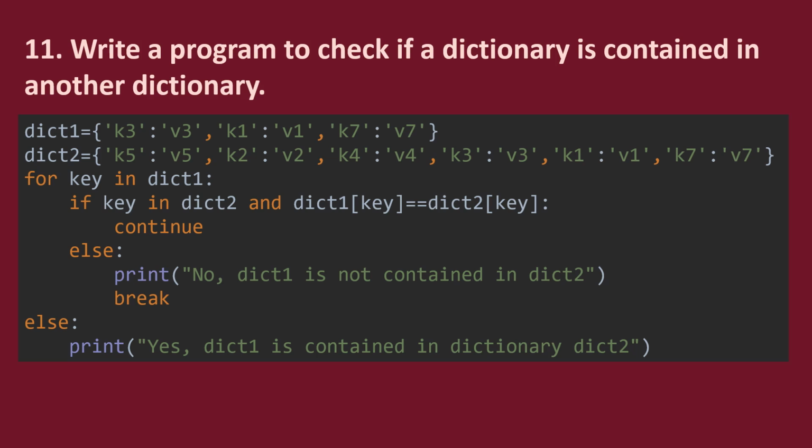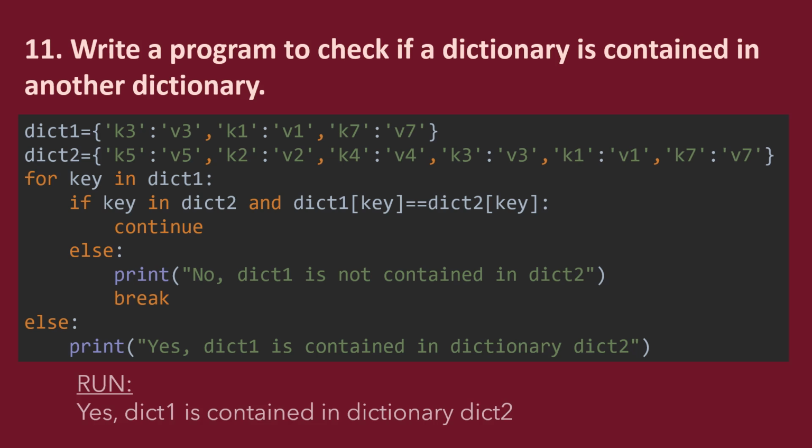Then at the end of this for loop, you can give an else part. You can just write print, yes, dict1 is contained in dictionary dict2. Okay. So in this case, you can see yes, dict1 is contained in dictionary dict2. If it is not contained, that means any key value pair which is present in dict1 is not present in dict2, then your loop will not continue. It will break over there and will print no, dict1 is not contained in dict2.